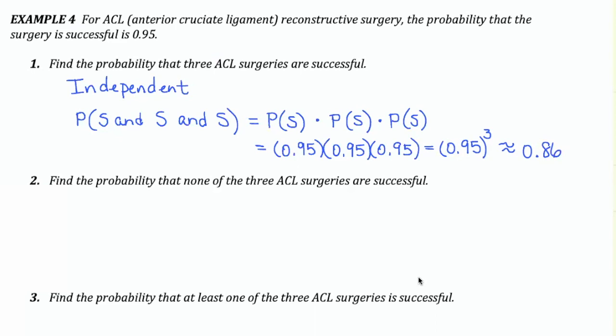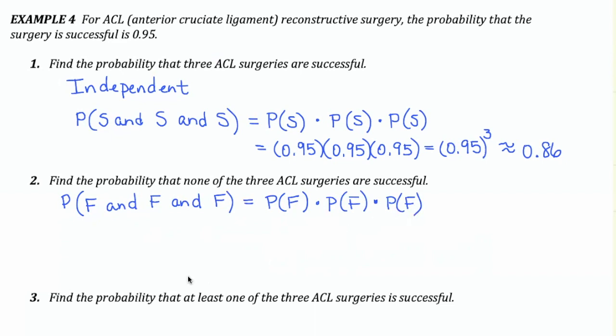So that's pretty good. So in number 2, we're asked to find the probability that none of the 3 surgeries are successful. So I would want to calculate the probability of a failure, followed by a failure, followed by a failure. And since these surgeries are independent, that just means finding out what the probability of failure is and multiplying it times itself 3 times.